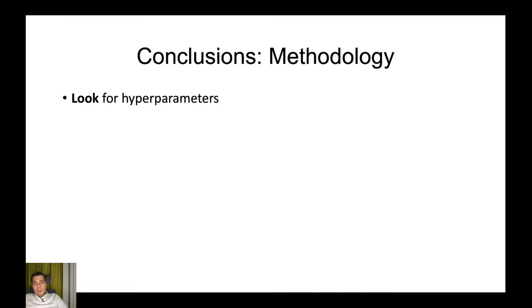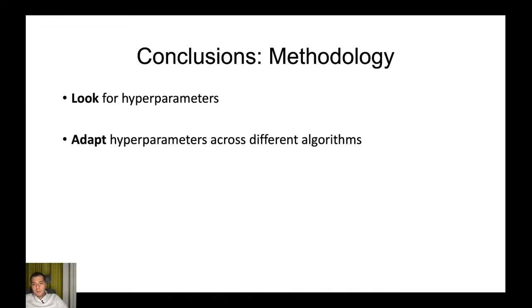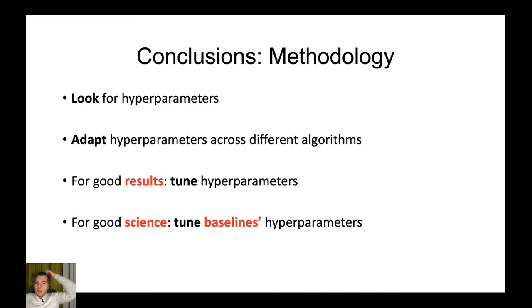Okay, so regarding the methodology, as I tried to explain before, you look for hyperparameters, you try to adapt them, and for good results, you definitely need tuning. And they also have a conclusion of their work. So this is maybe a signal for the previous methods that didn't perform the comparisons in a fair way. So for good science, they claim that it is fair to tune the baselines' hyperparameters as well.